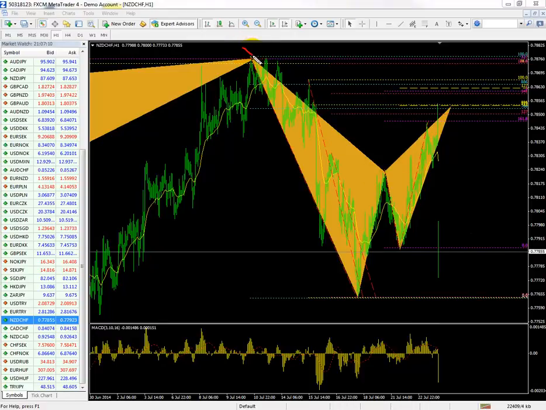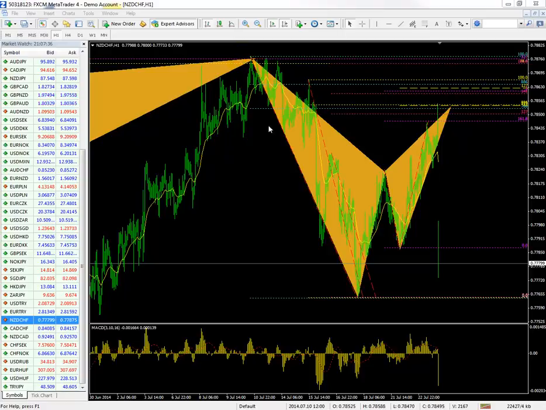Okay, this is how we have our X, A, B, C, D. So essentially, you're drawing these resistance zones, these little commonality zones, and you're always looking for X, A, B, C, D. You're always looking for that market geometry.